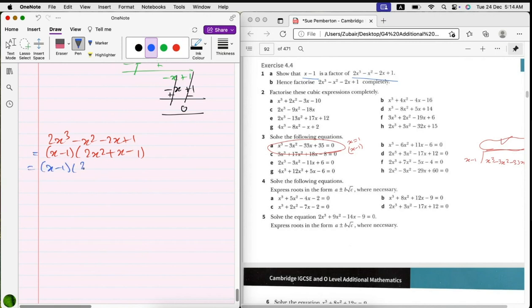2 1 times is 2. I'm trying for middle term breaking. Plus 2x minus x. x minus 1 common in first two is 2x. x plus 1, minus 1 common. x plus 1. So x minus 1 into 2x minus 1 into x plus 1. So these are the three factors of the cubic polynomial.